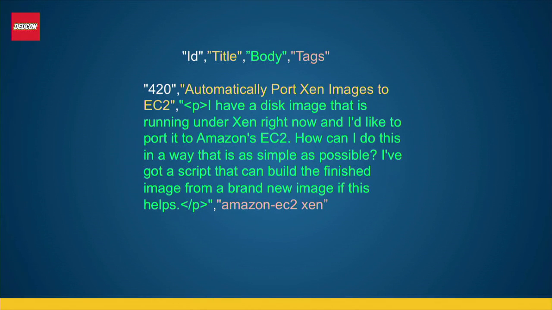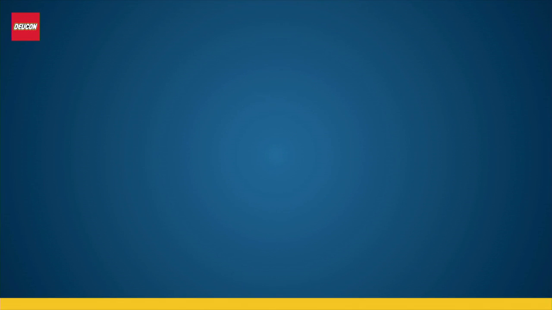So here's an example of the training data they provide. There's a CSV that has 4 columns in it: the ID, the title, "automatically port Zen images to EC2", the body, which is HTML, and it has all the nasty HTML markup in it, so all the escape symbol characters and all that. And then the 4th one is space delimited tags that are associated with this. So this post is tagged Amazon, EC2, and Zen.